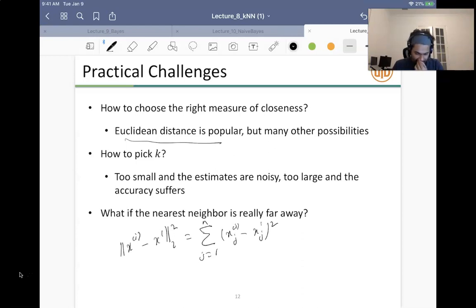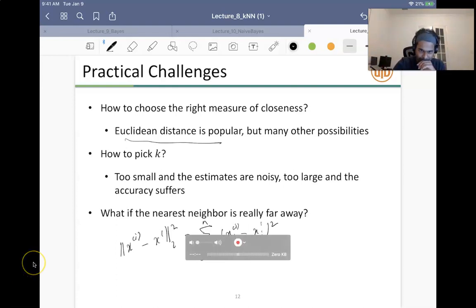How do you pick k? Well, if k is too small, then you get noisy estimates. And with very large k, you can take an accuracy hit because you are looking at too many nearest neighbor points. Then those points which are closer to the decision boundary could get confused.